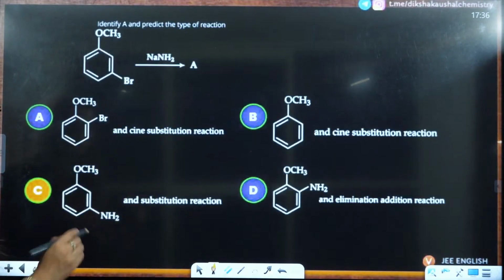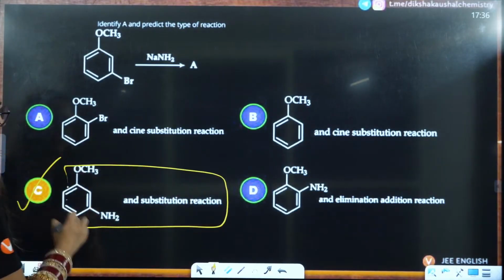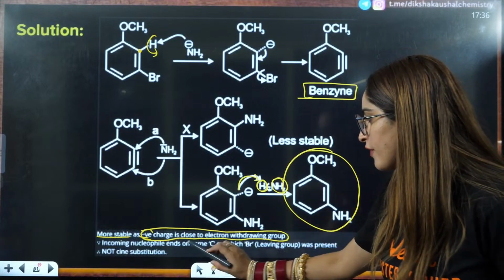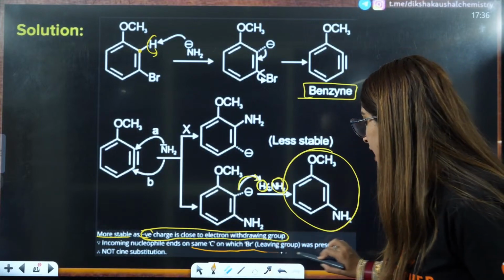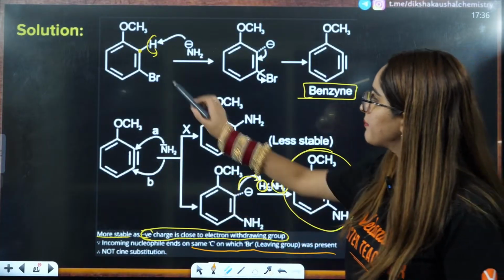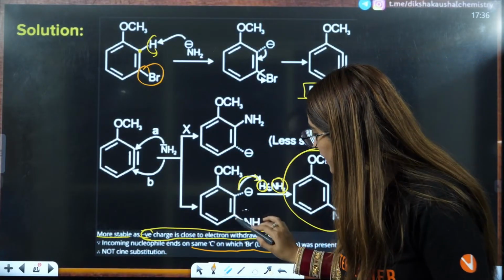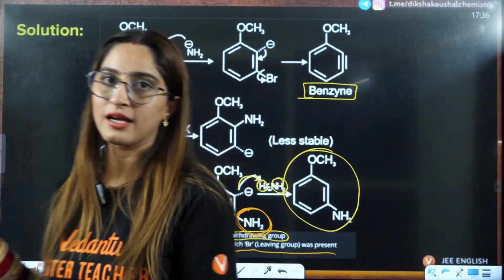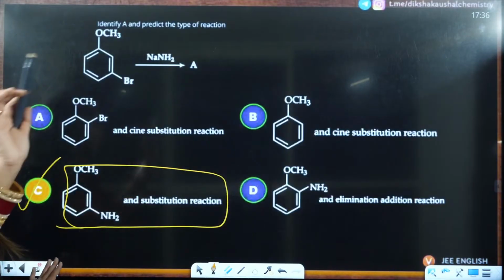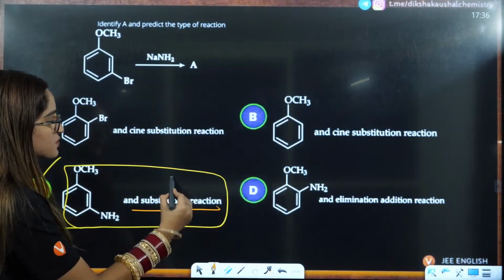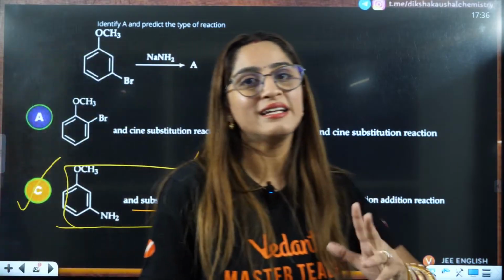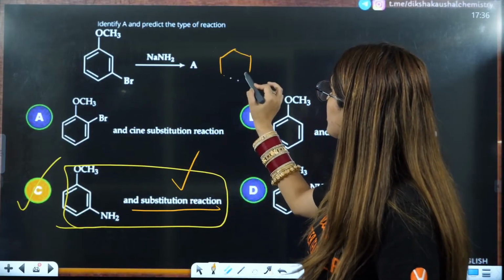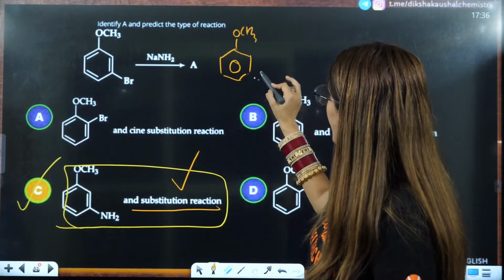Now, whether this is a cine substitution or a simple substitution reaction. What you will see, this is a simple substitution reaction. This is not a cine substitution here, right? The incoming nucleophile ends on the same carbon on which Br is leaving. The Br was leaving from this position, and the incoming nucleophile is also on this position, right? So this is the same attack, sorry, this is not a cine attack, right? That is why it is a simple substitution reaction. There is no interchange of position that we can see here, right? So the simple answer is going to be this OCH3 and this NH2.